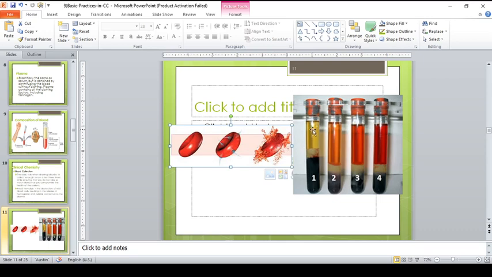Like for example, this one, number 1, that is normal, so there is no sign of hemolysis. This is the formed elements. For number 2, we can see here slight hemolysis. So we have here different degrees of hemolysis, and number 4 is heavy hemolysis. That is reflected by the reddish color of the serum. That is hemolysis.